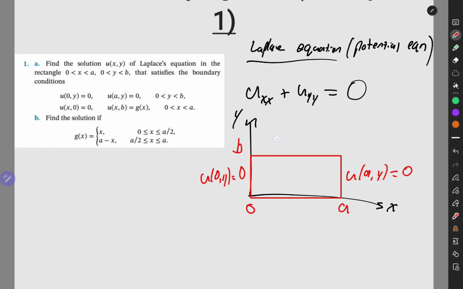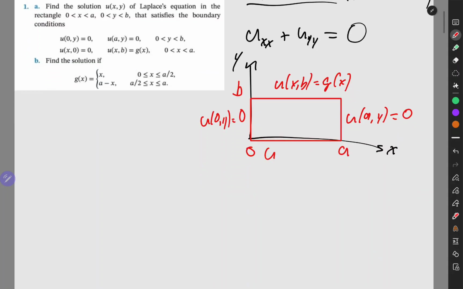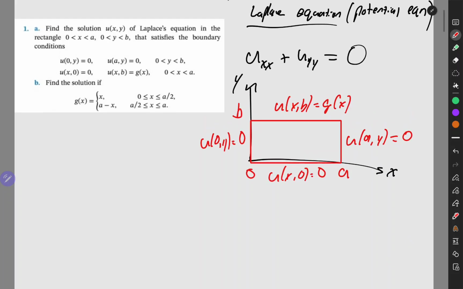Okay, we have u(x, b) equals g(x), right, because at b along x. We have at 0 along x is 0. Okay, that's the boundary conditions. You're thinking, how the heck do we solve this? Because we have 4 boundary conditions. Why don't we just have 2? Well, I'll show you how to solve it. It's actually not too bad.